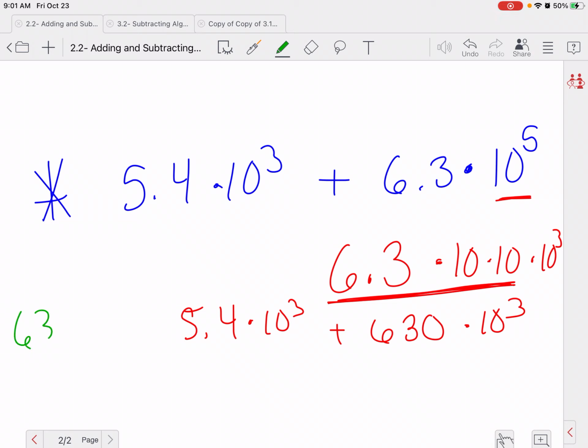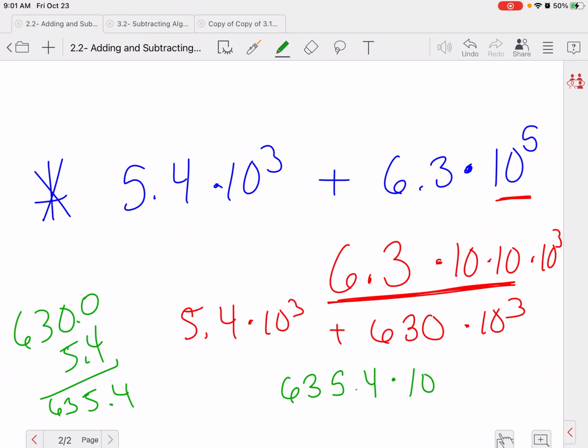So 630 plus 5.4, let's actually line up the decimal properly here. And there'll be a decimal there. 0 plus 4 is 4. 0 plus 5 is 5. Bring down my decimal, and we get 36. So we get 635.4 times 10 to the 3rd.